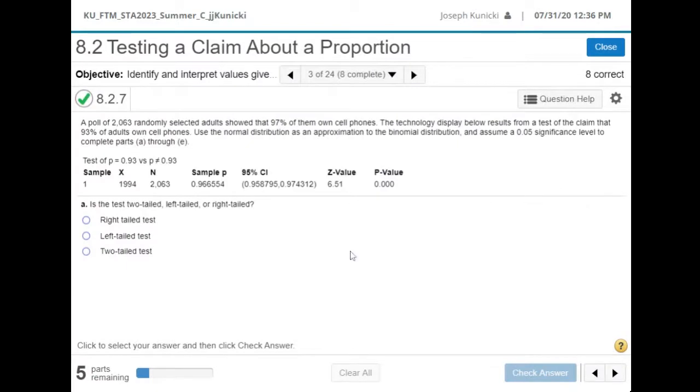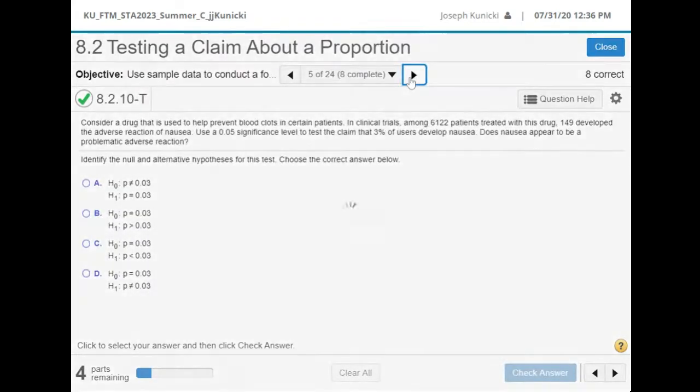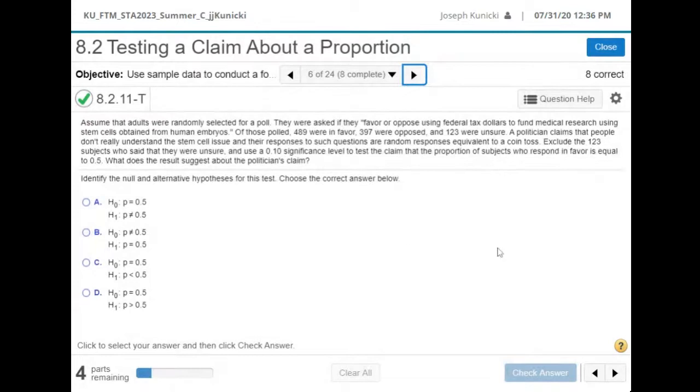All right, 8.2.11 is next. Okay, so 8.2.11. This one we're going to have to use StatCrunch. It says, assume that the adults were randomly selected. That's good. So of those polled, 489 said yes, 397 said no, and 123 were unsure.